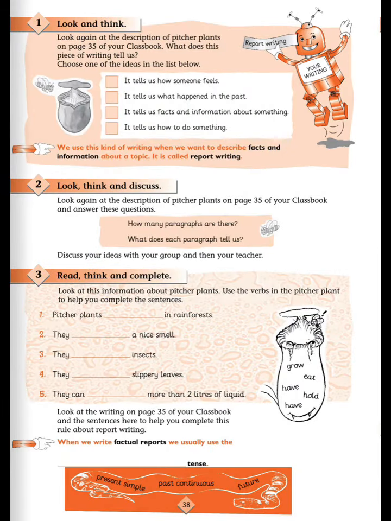Exercise number 1. Look and think. Look again at the description of picture plants on page 35 of your class book. What does this piece of writing tell us? Choose one of the ideas in the list below. The answer is, it tells us facts and information about something. We use this kind of writing when we want to describe facts and information about a topic. It's called report writing.